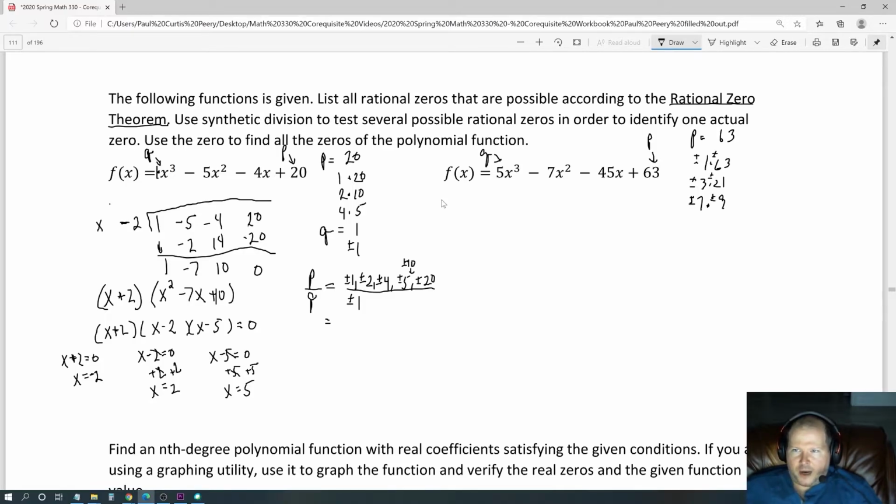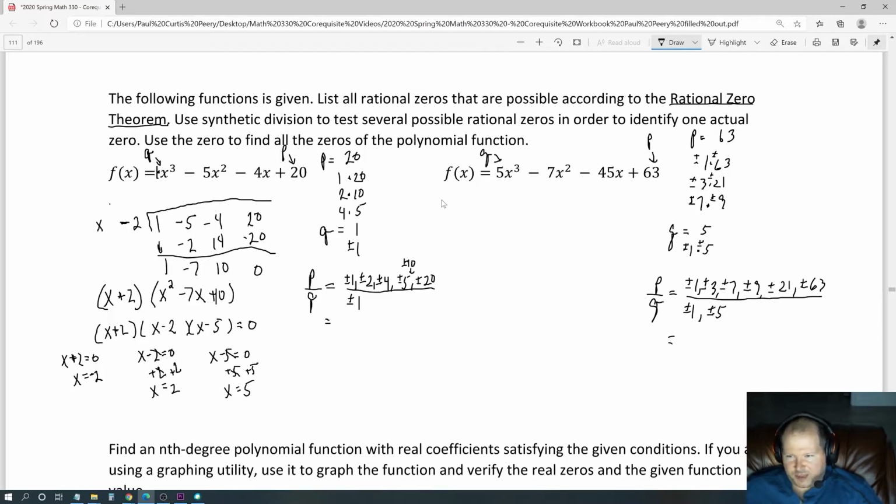Okay. Now, what about Q? Okay, so we also want to find Q. So Q, we have to make up a 5, which is just 1 times 5. And again, plus and minus. Okay, now from there, we're going to find P over Q. So we have plus and minus 1, plus and minus 3, plus and minus 7, plus and minus 9, and we have plus and minus 21, and we have plus and minus 63. And what about the Q? Well, the Q is plus and minus 1, plus and minus 5.